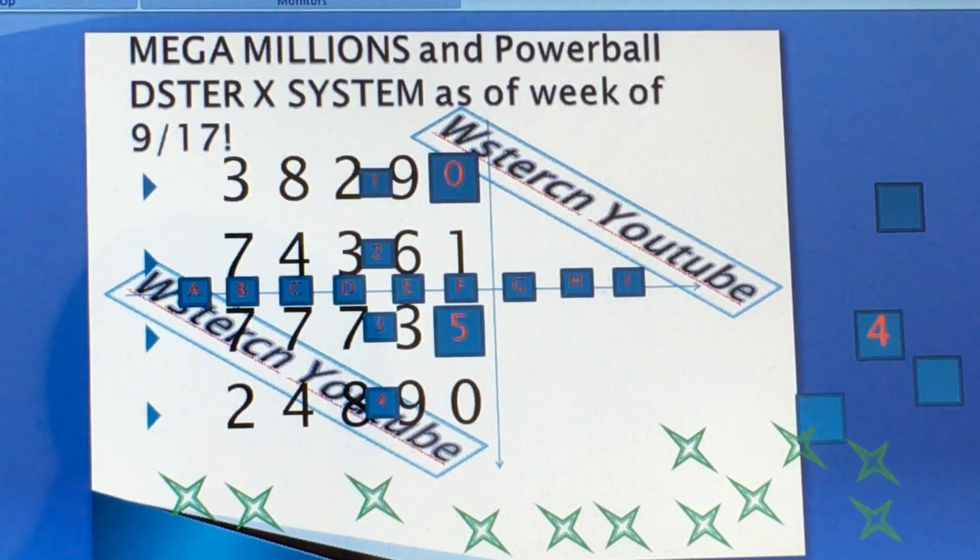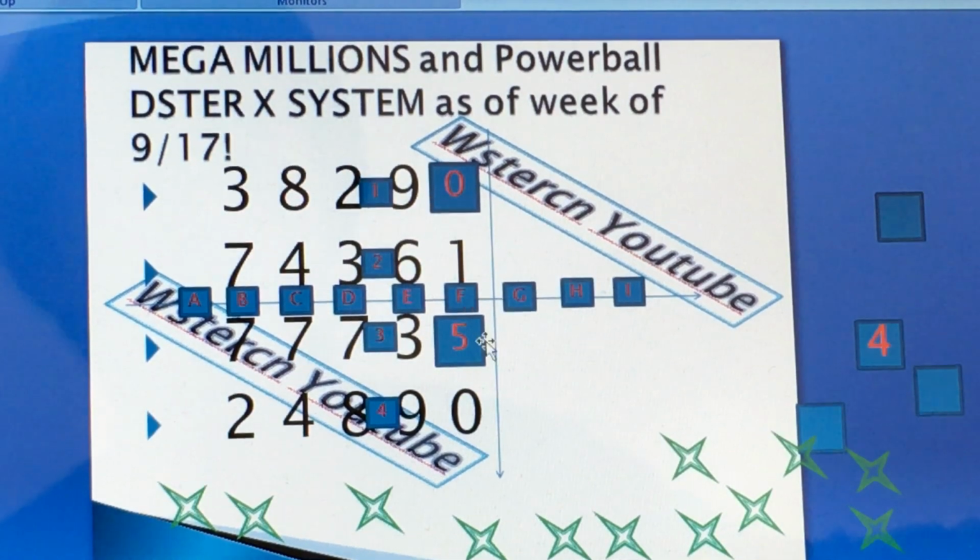As you can see, that's why the Dster system is so important, because it utilizes 4 different Dsters. You locate the best Dsters and create them into one Dster for that draw, or for those 2 draws, or for that week. And we'll be revealing the other part of the Dsters right now.